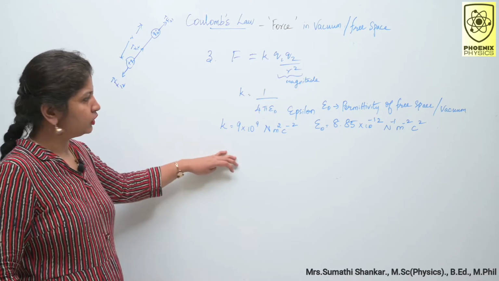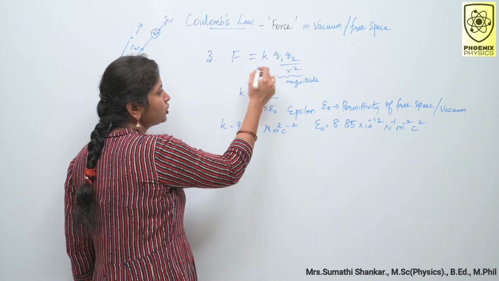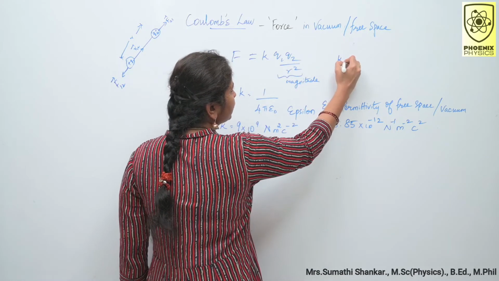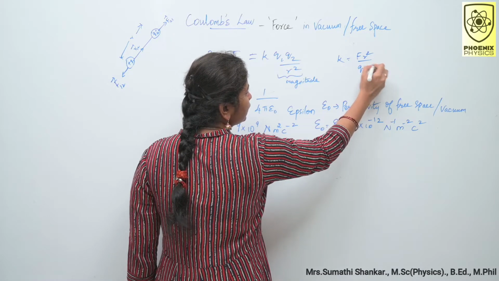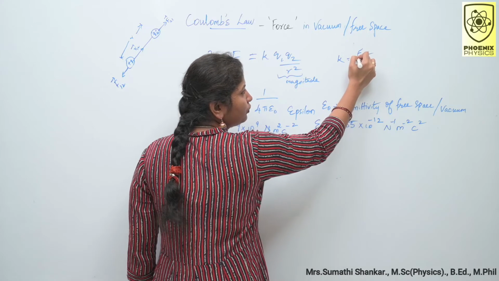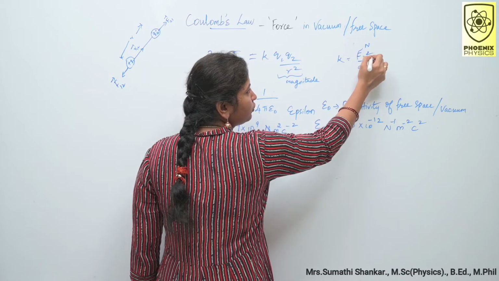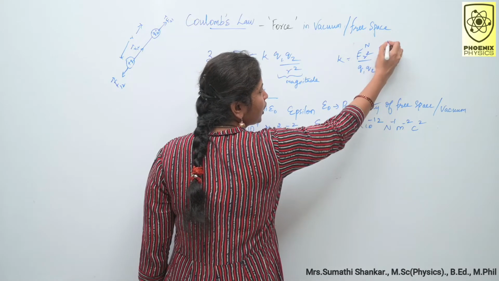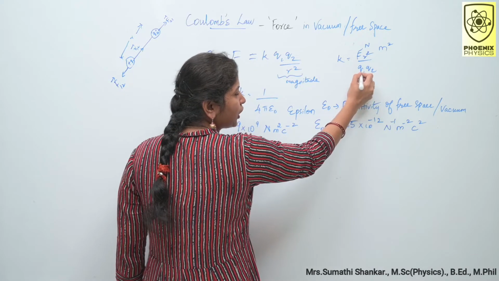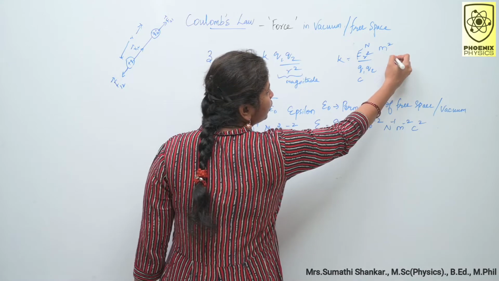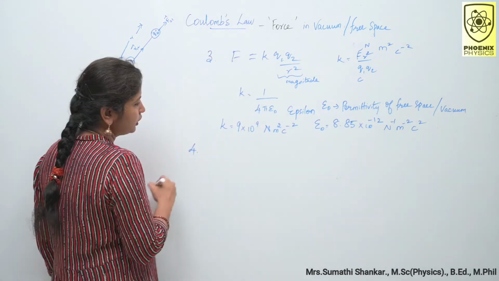This is the unit. How do you get this unit? Suppose if you want to find out K, it means F R square divided by Q1 Q2, right? F is force, the unit for force is Newton, and the unit for distance is meter. So here R square, meter square. The SI unit for charge is Coulomb. So Coulomb power minus 2.